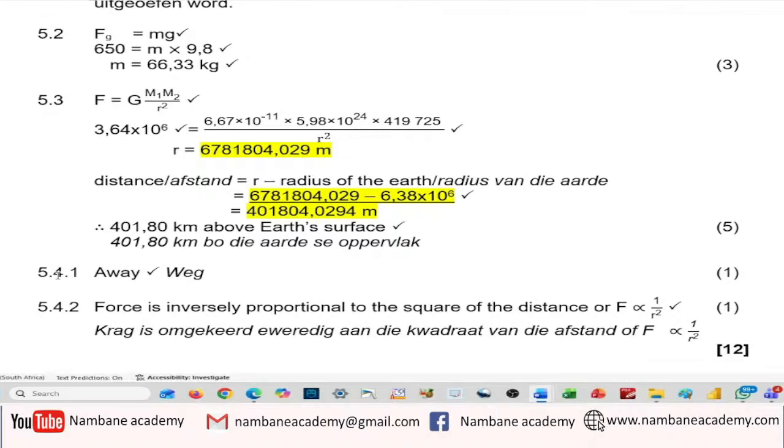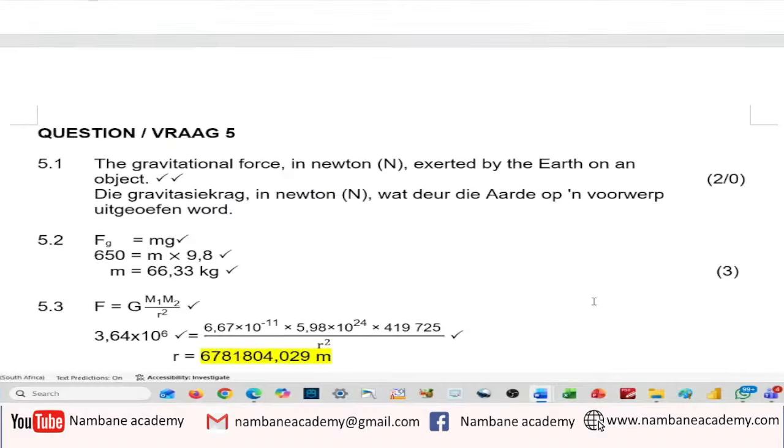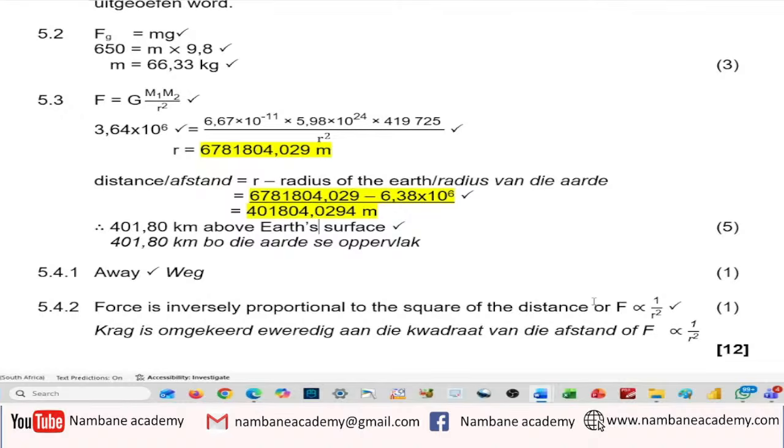Then 5.4.1, away, 1 mark. 5.4.2, force is inversely proportional to the square of the distance, 1 mark, or in symbols, F is directly proportional to the reciprocal of r squared, which is inversely proportional to r squared. Then we give 1 mark there. So that is that for question number 5. I do not know if colleagues have questions. If there are, colleagues, you may ask.